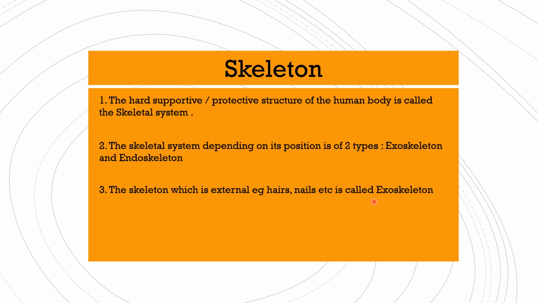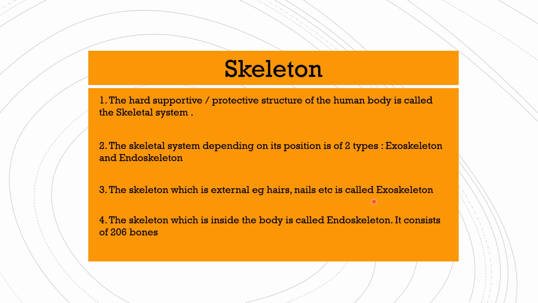Here the exoskeleton is different from that of the insects, where the entire skeleton is outside, whereas in the human body, there are structures like hair and nail which are considered exoskeletal structures. Now, endoskeleton, endo means inside. So, endoskeleton is the skeleton which is found inside the body, and it consists of 206 bones. So, we have 206 bones in the human body.